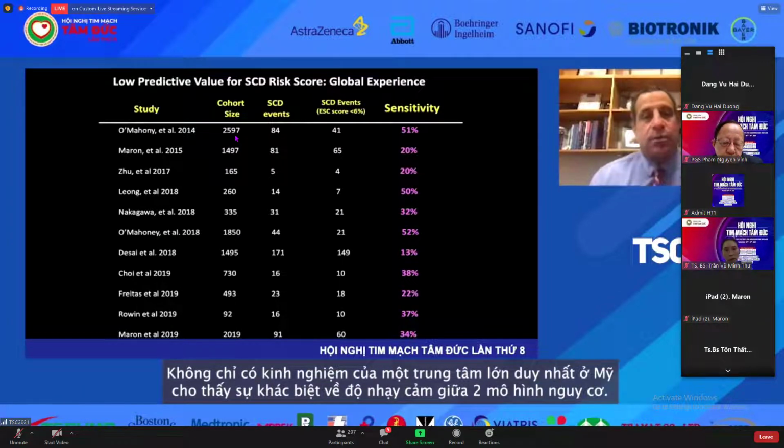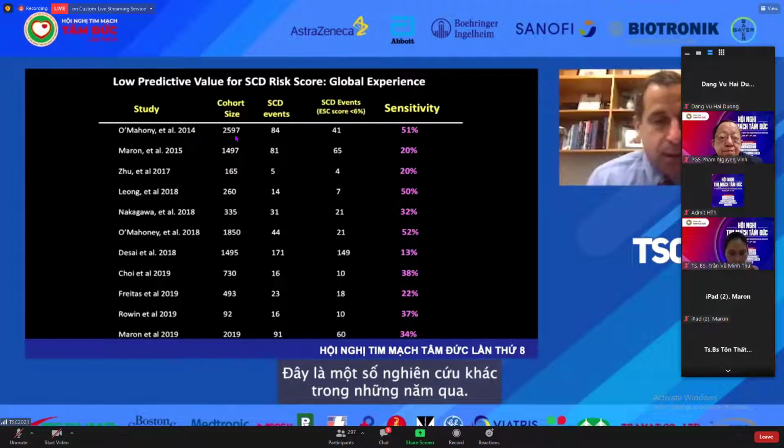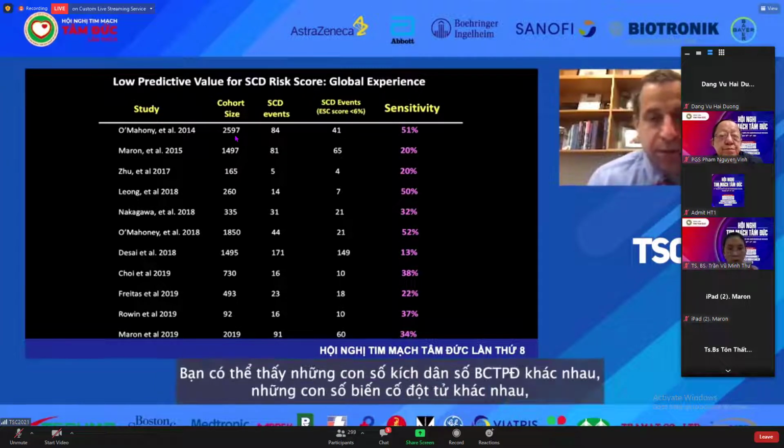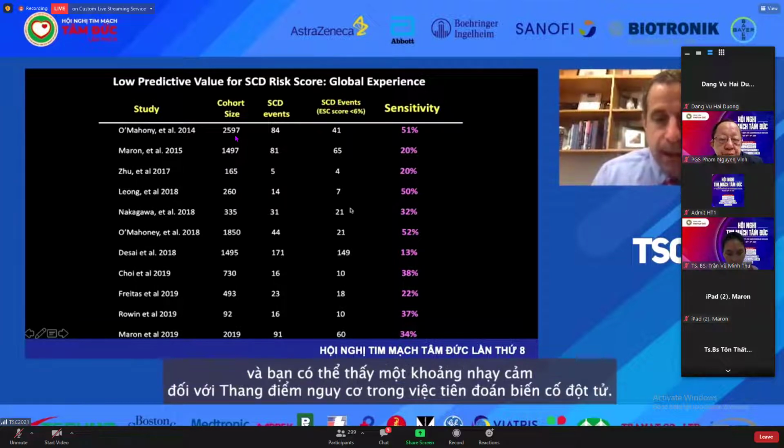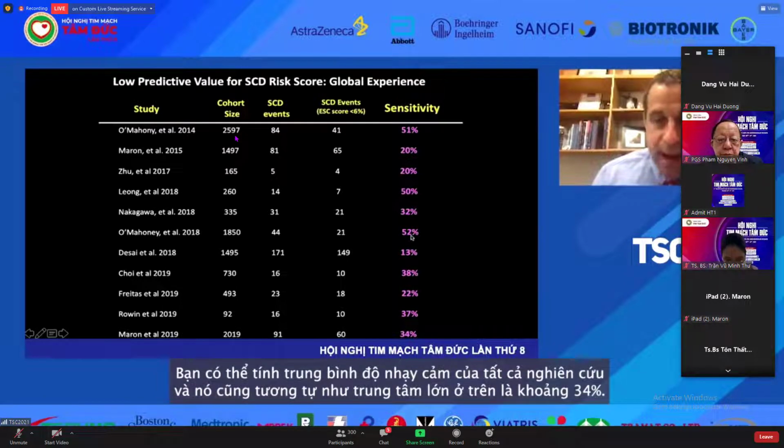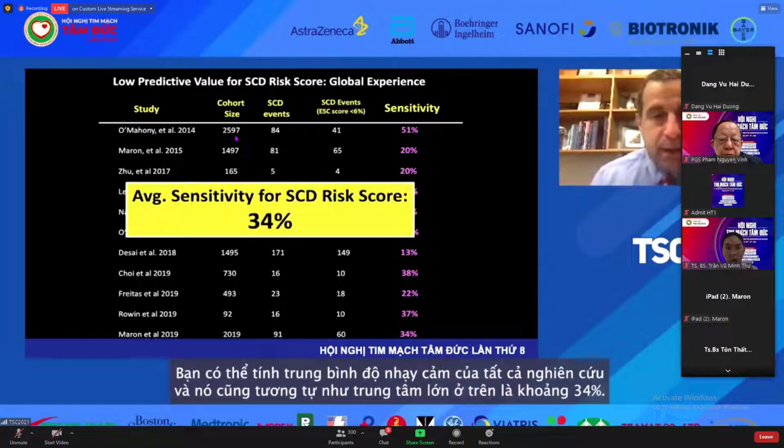It's not just that single large US center experience that shows a difference in sensitivity between the 2 risk models. Here are a number of different studies over the last several years. You can see varying number of HCM patient cohort sizes, different number of sudden death events in these series. And you can see a range of sensitivities for the risk score in terms of predicting sudden death events. If you kind of take an average of sensitivities for all these studies, it comes out to be about the same as the large single US center of about 34%.